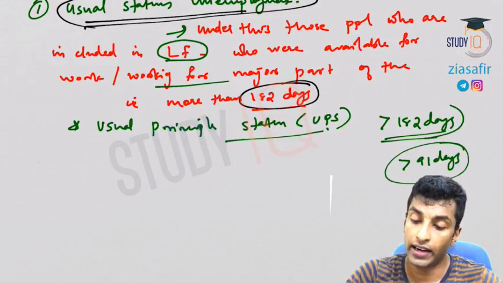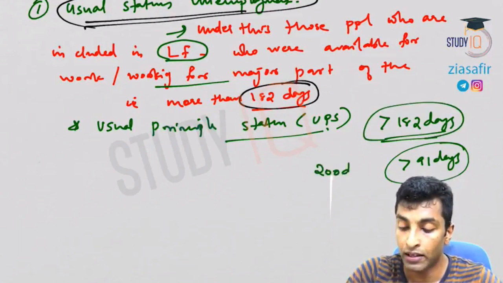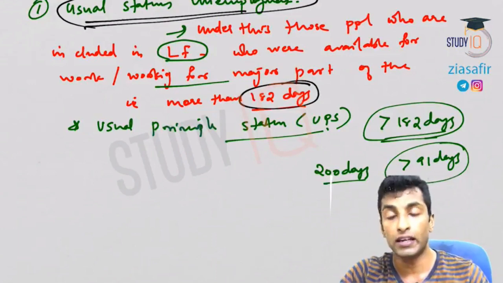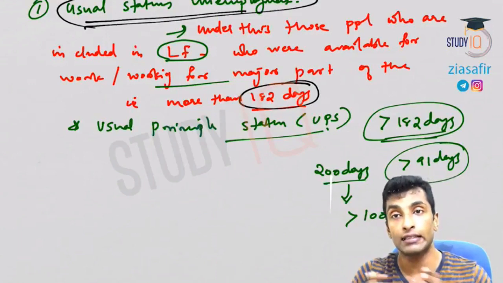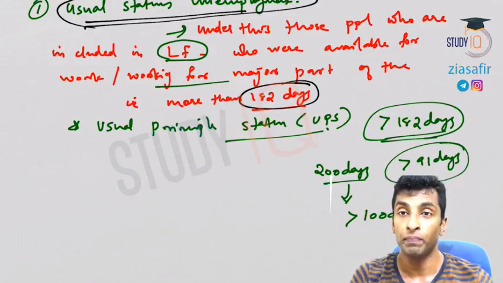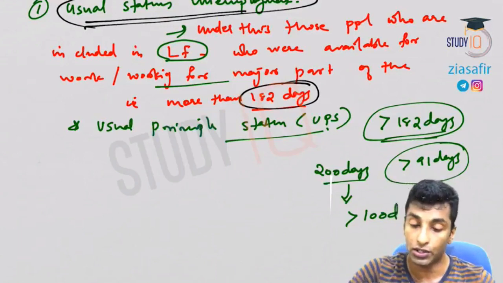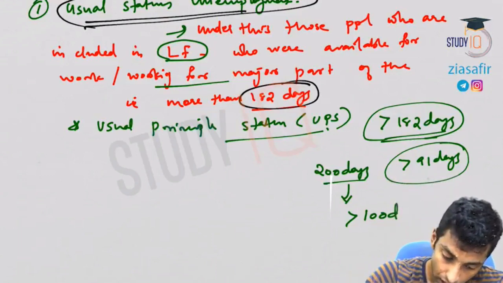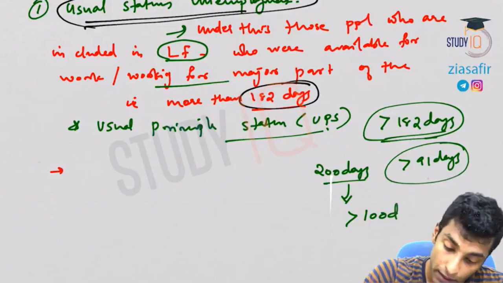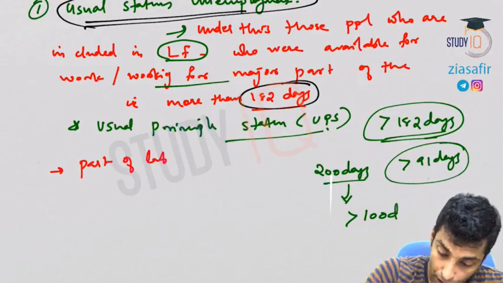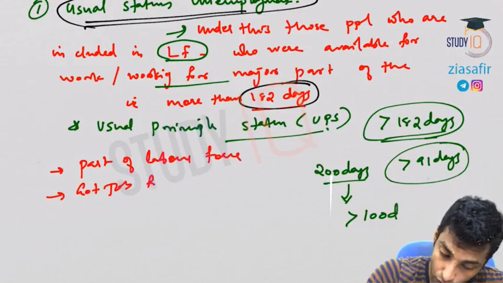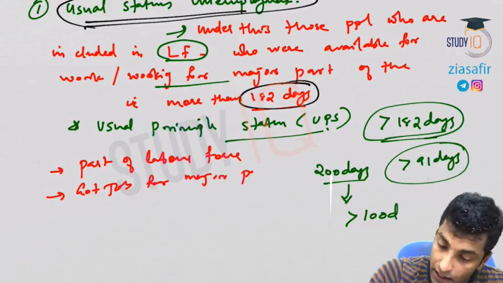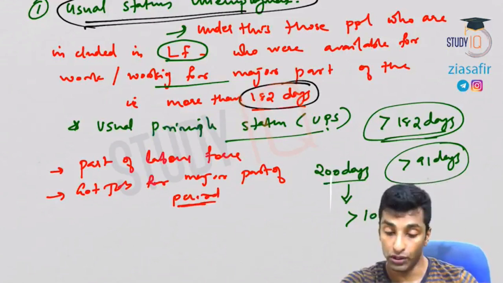It is not necessarily 182. You may be willing to work for 200 days. So if you are ready to work for 200 days, you will be considered as employed when? If you are getting a job for more than 100 days. If you are getting less than 100 days, you are considered unemployed as per usual principal status. I hope you understood. So the first condition is that you should be part of the labor force, and got a job for a major part of the period during which you are available for work. So I hope this is understood.